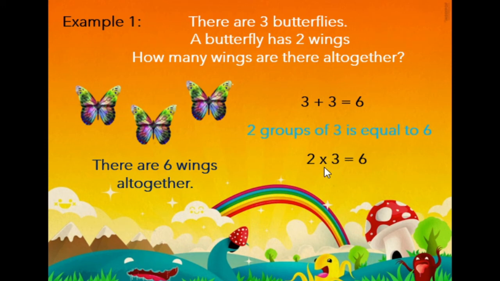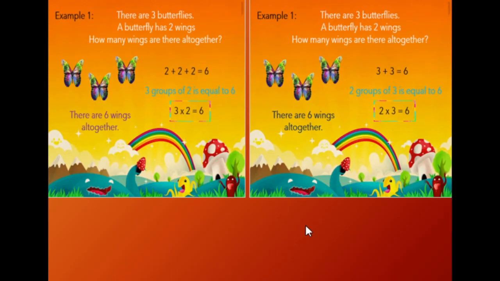2 times 3 is equal to 6. Therefore, there are 6 wings all together. Now looking at the 2 situations. The first example, we used 3 times 2 and we get 6. On the other example, we used the same problem but in a different position. We switched 3 times 2 to 2 times 3.